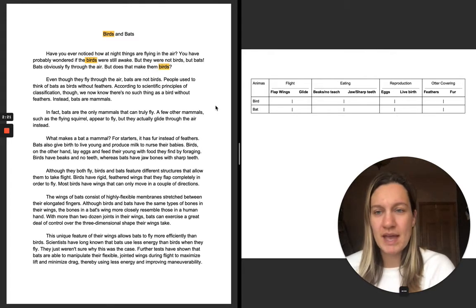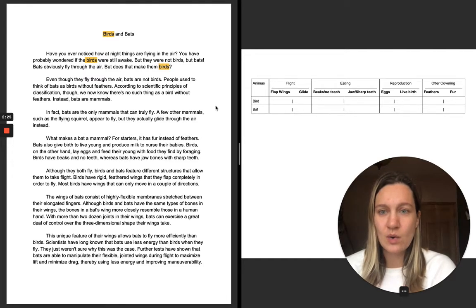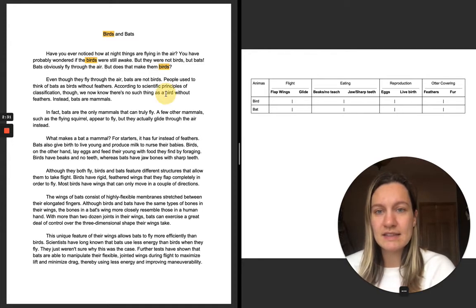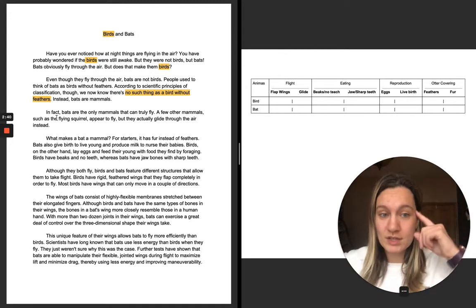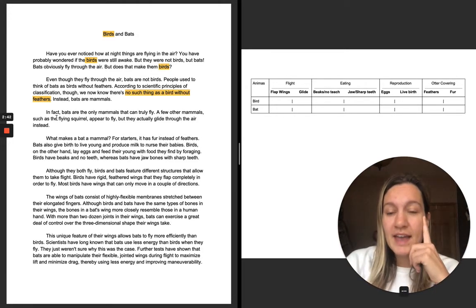People used to think of bats as birds without feathers. According to scientific principles of classification, though, we now know there's no such thing as a bird without feathers. Instead, bats are mammals. Ooh, let's highlight this. So we're going to go, there's no such thing as a bird without feathers. Okay? All right. Next section. Remember, we're still looking for birds. In fact, bats are the only mammal that can truly fly. A few other mammals, such as the flying squirrel, appear to fly, but they actually glide through the air instead.